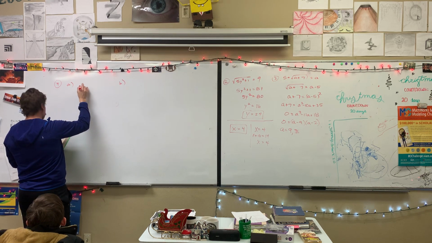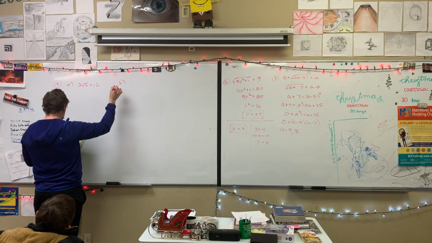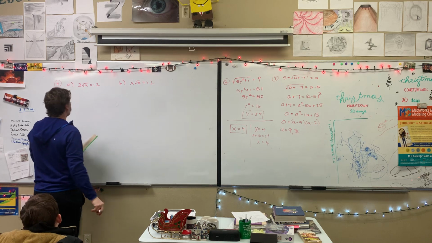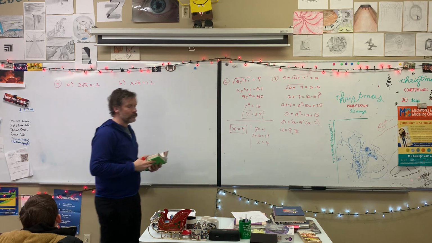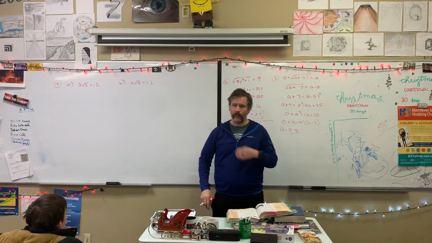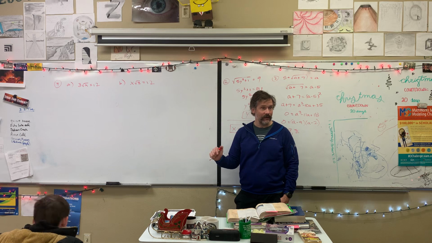Your 2 equations are given as 3 root x is equal to 12, and then x root 3 is equal to 12. So you have A and B. Which one is the radical equation? A or B? As you're writing it down, which one's the radical equation? A, because the variable is underneath the radical.